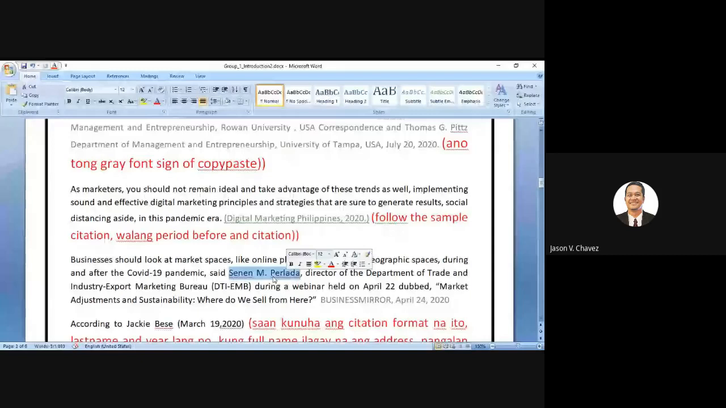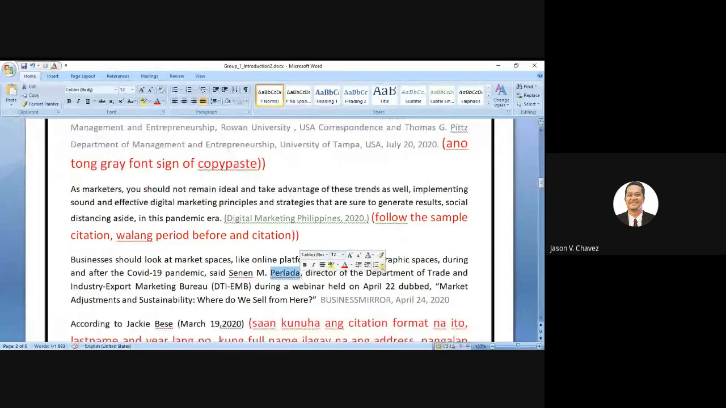Here, name, blah, blah, blah, director, last name and the year, no? So you can use, for example, according to Perlada 2020. So that's how you do it, no?